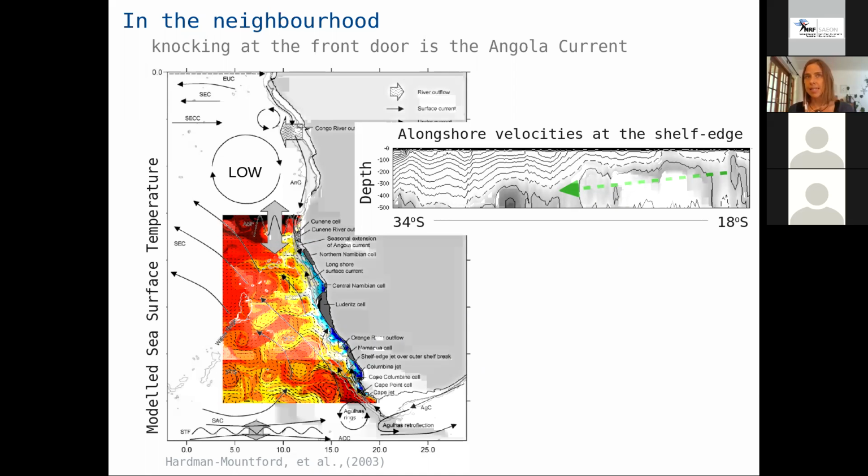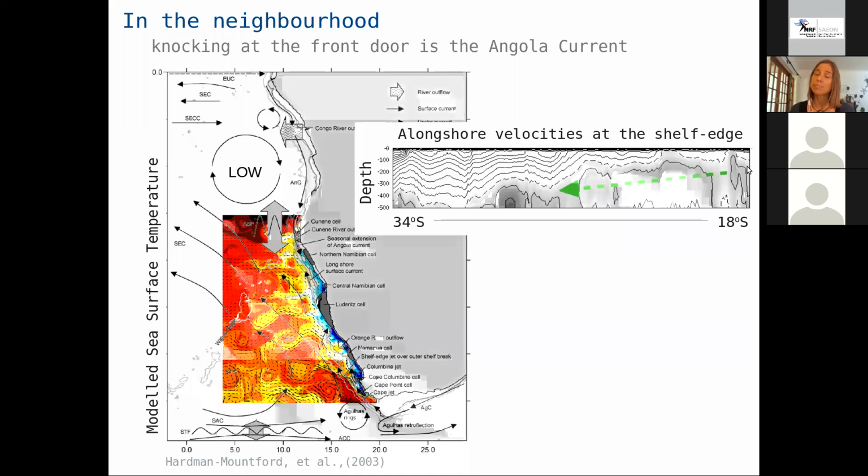So what we're looking at here are alongshore velocities at the shelf edge. So in the northern Benguela, the shelf is relatively narrow. The shelf edge is more or less here. I hope you can see my cursor. So anyway, these currents are the alongshore velocities at the shelf edge.